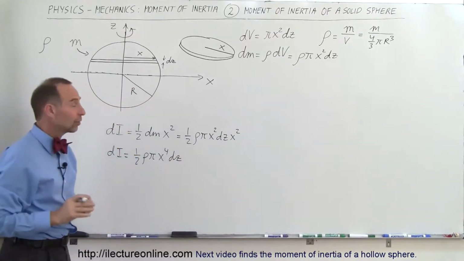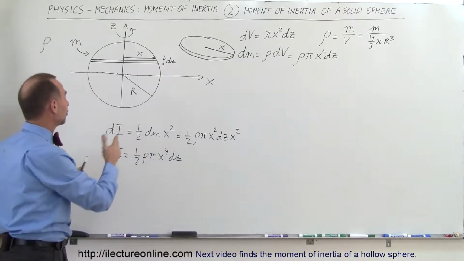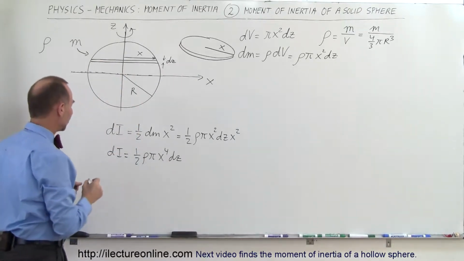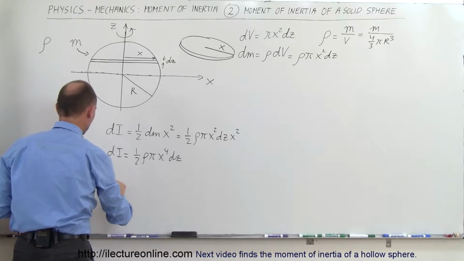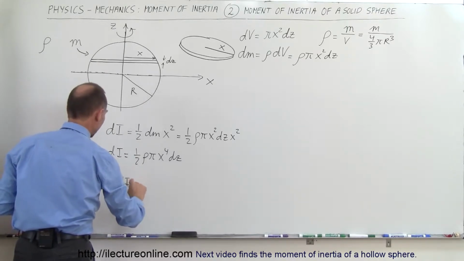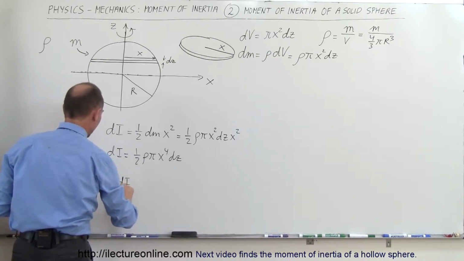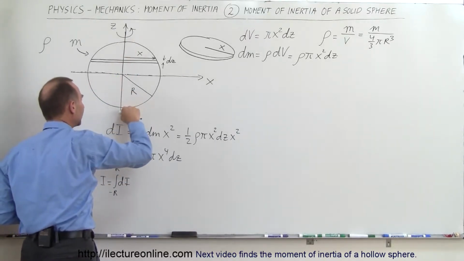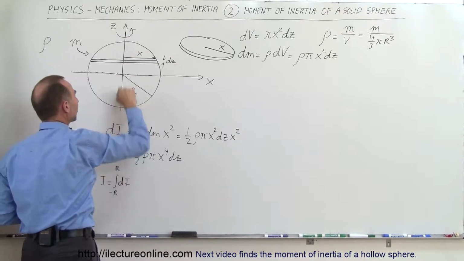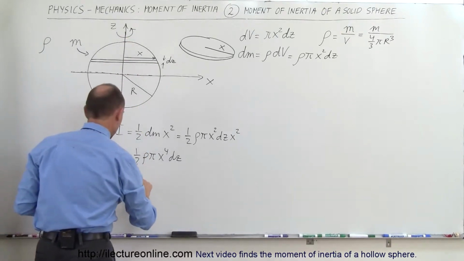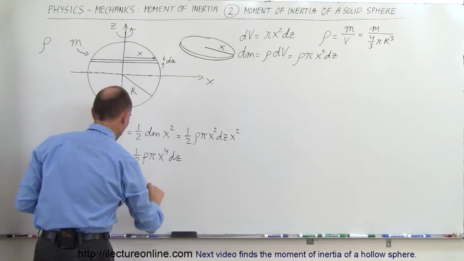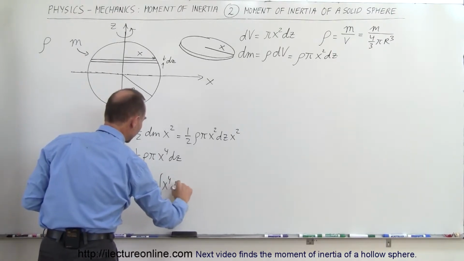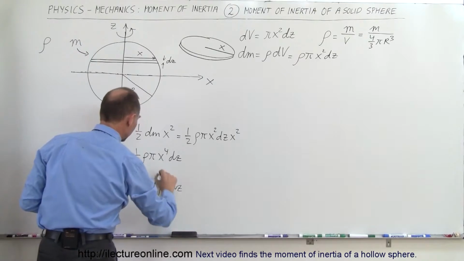Of course, if we now want to find the total moment of inertia, we would integrate over all the little slices. And so that means that I would be equal to all the little dI's, from minus r to r, because we're going to integrate across z from this position to that position. It would be from minus r to r, and that would be equal to 1/2 rho pi times the integral of x to the 4th dz from minus r to r.